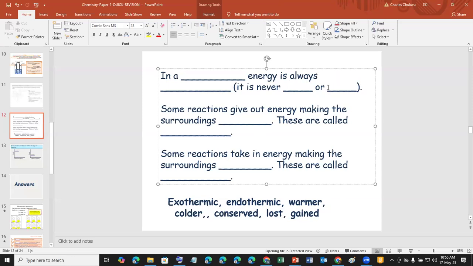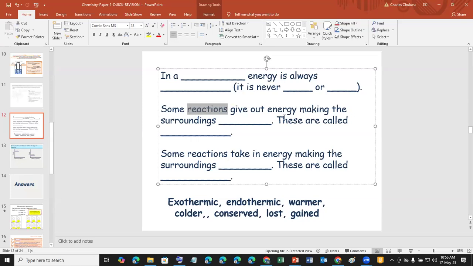In a system, yeah, in a reactive system. Then some reactions, I think that's the word, yes. So we can say it's reactions. So in a reaction, energy is always conserved. It is never lost or gained. Okay, so let's move on.